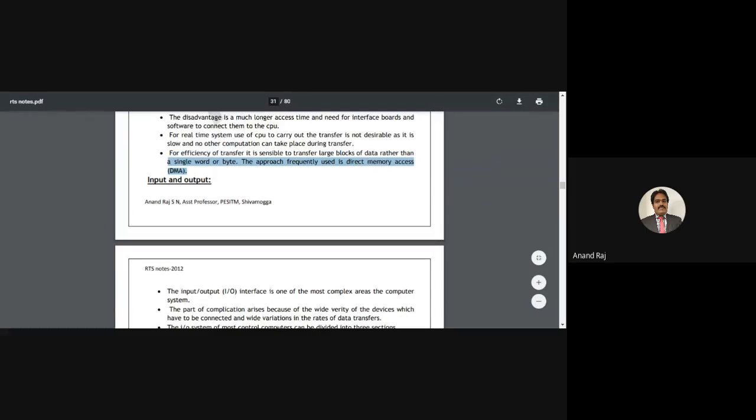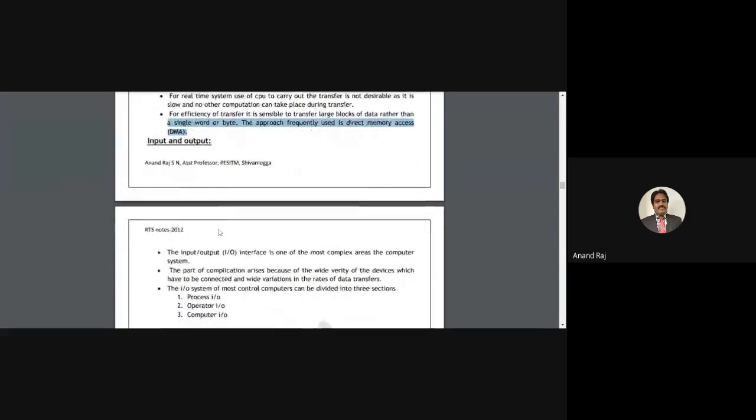Next thing is input and output. What are the inputs required? What are the outputs to be employed? So these are some of the important concepts of input output. In most computer control systems, input output can be classified into three sections. First one is process input output, then operator input output, then the computer input output.